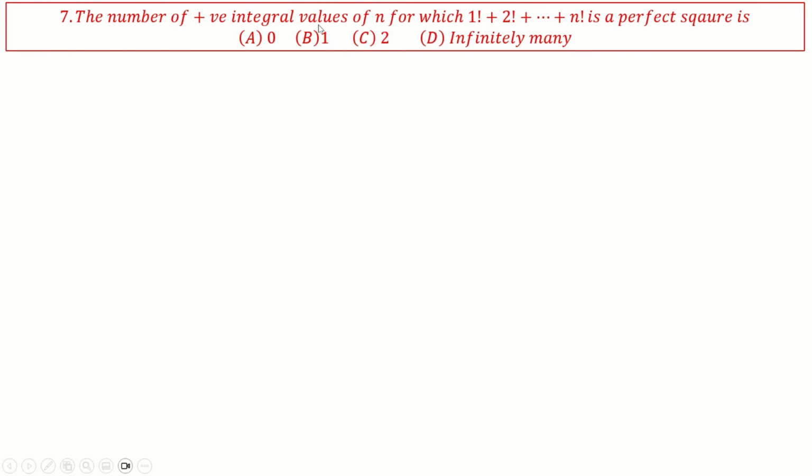The number of positive integral values of n for which 1 factorial plus 2 factorial plus up to n factorial is a perfect square is. What is the number of positive integral values possible? Now you may have a doubt saying, when will I stop n? If I take n as 1, it is 1 factorial, which I know is a perfect square. So 1 is a solution. If I take 2, 1 factorial plus 2 factorial, which is 3, is it not a perfect square?